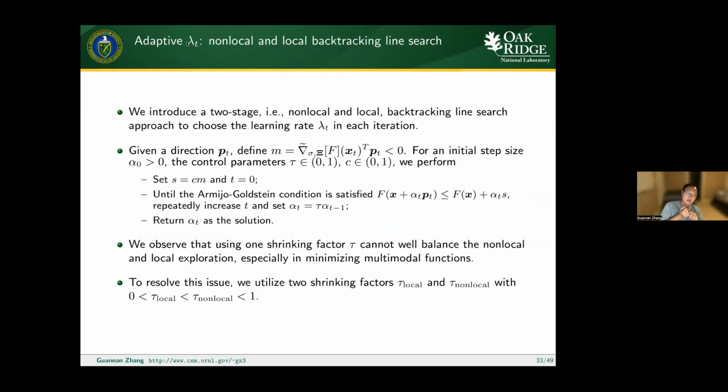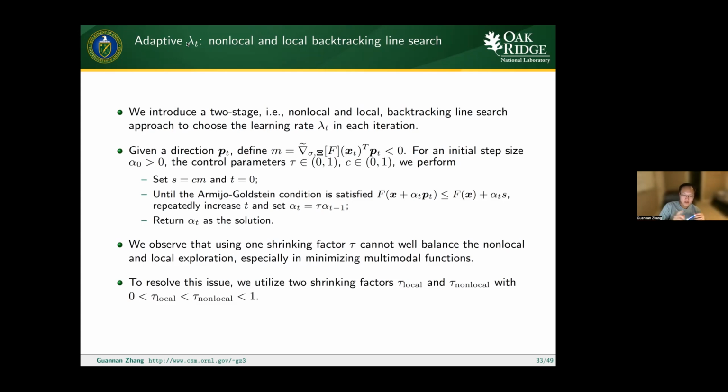And in terms of the learning rate, here we use a very naive line search strategy, because we perform a non-local exploration, and we think this non-local gradient points to a much better direction, so we should explore further along that direction. That's why we have this backtracking line search strategy. We changed the standard backtracking line search slightly by introducing a non-local regime.